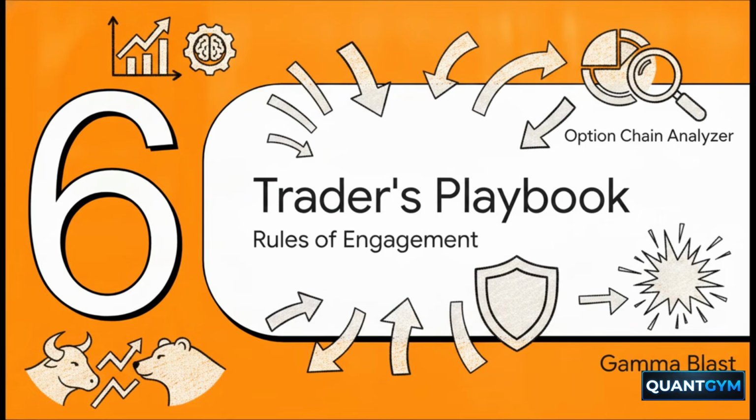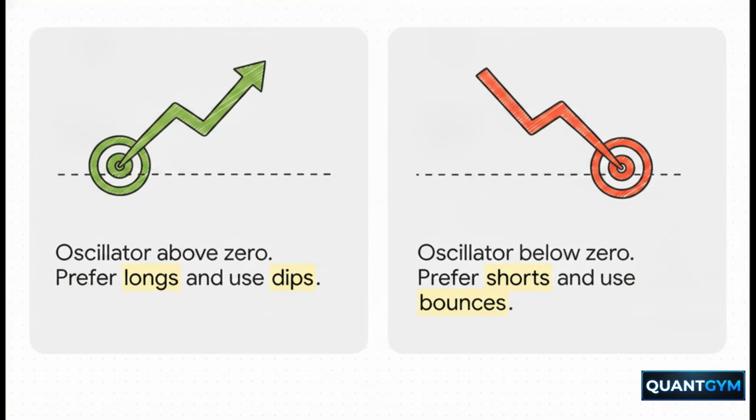Section 6. The Trader's Playbook. Rules of Engagement. As we all know, markets change every single day, right? So we have to adapt our rules to match the current environment. On trend days, the playbook is incredibly clean. On a bullish trend day, the price is holding above VWAP, the oscillator is sitting above zero, and your job is to hunt for longs on the dips.